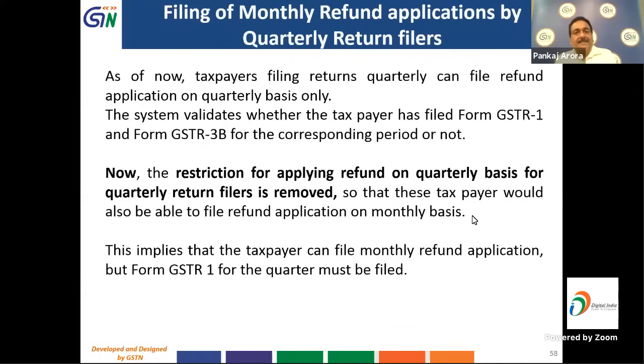Another recent change is for those persons who were filing GSTR1 on a quarterly basis. Now the restriction for filing refund applications on a quarterly basis has been removed. Such persons can file their refund claim irrespective of the time. They can select monthly, more than a month, or a quarterly period, as the case may be, while filing refund claim applications. But it is necessary that once you file the refund application, return GSTR 3B and GSTR 1 for that period must have been filed.